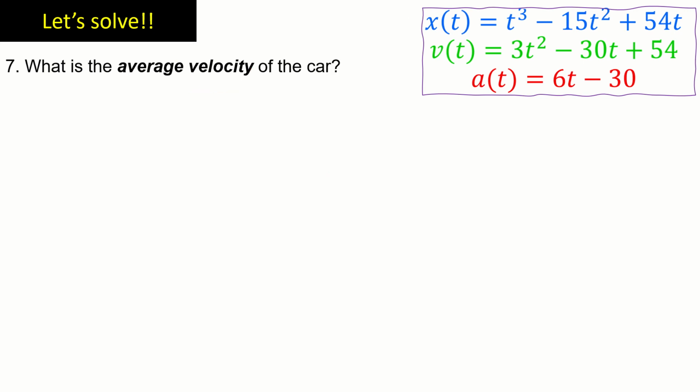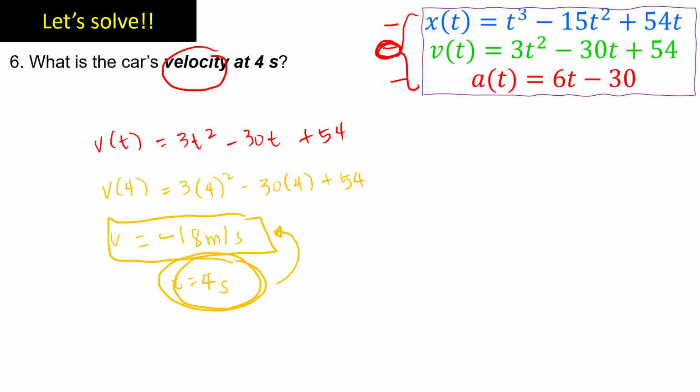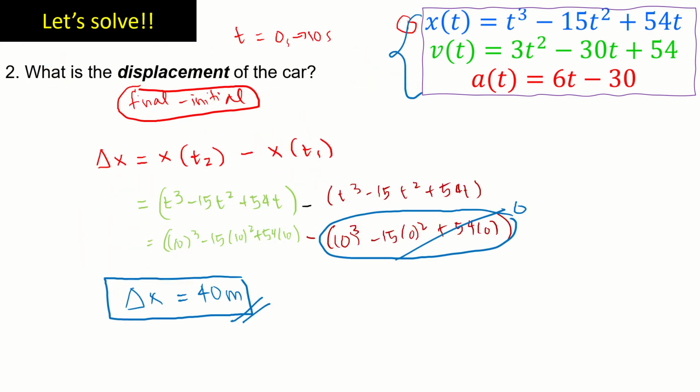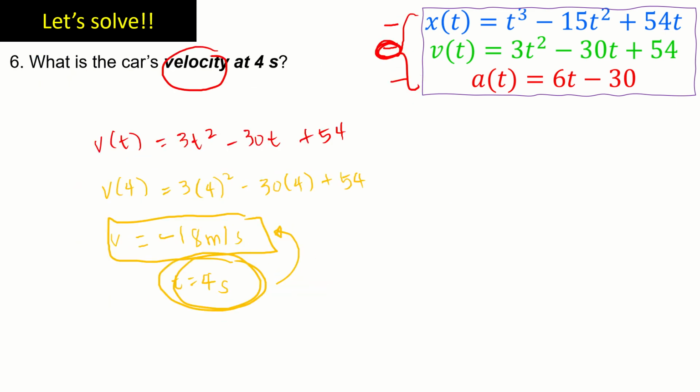Next is the average velocity and the average acceleration. Now, going back to the definition of average velocity, the average velocity or the v bar is just the change in x over the change in time. Now, the change in x that we have right here is just your displacement. Nasolve na ba natin kanina yung displacement value natin? Opo, yung displacement natin ay 40 meters.